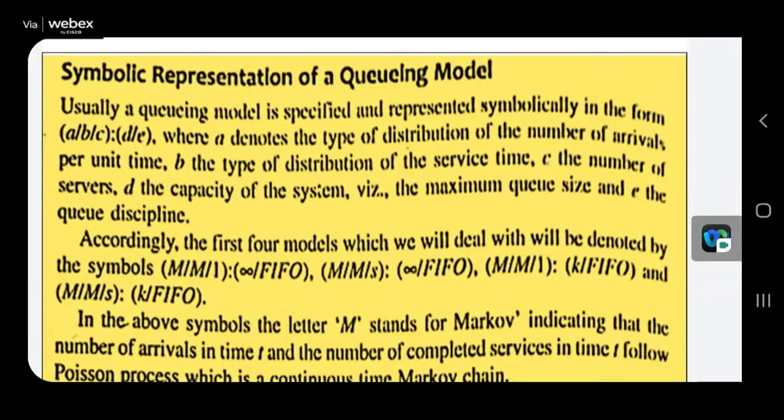The next one represents the servers, how many servers there are. That means M/M/1 indicates 1 server, M/M/2 indicates 2 servers in the system, and M/M/S indicates S number of servers in a system.